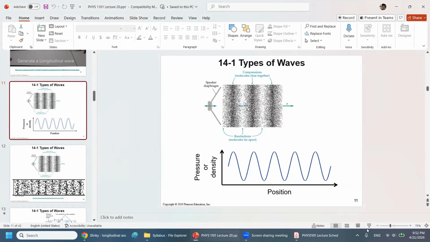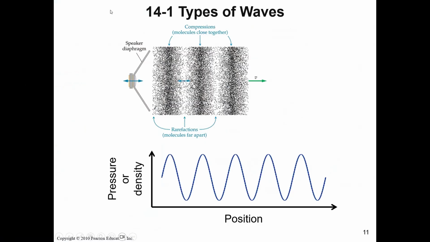Okay, and if we plot the x-axis as position and the y-axis as density of molecules, we know that with high density we have more collisions and more pressure. So if we track the pressure or density as a function of position, we have this kind of sinusoidal function. It looks like a sine or cosine function.